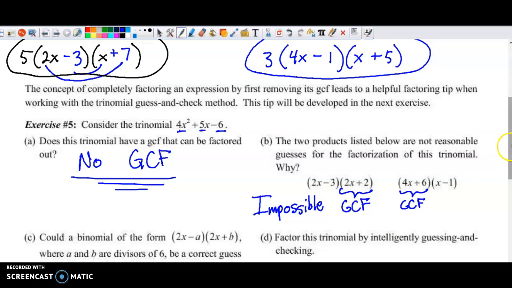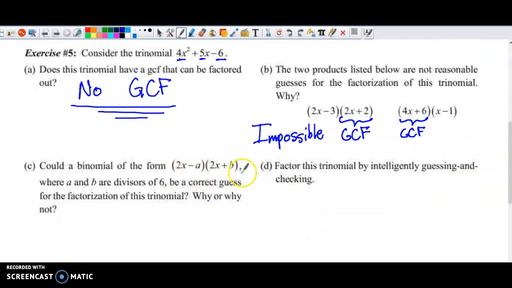And while we're at it, we could also say that these would be bad guesses because if you were to examine 6, as far as, are you going to have 1 and 6? Are you going to have 2 and 3? Or flip-flop them? It doesn't really matter. No matter what, one of them is going to have a greatest common factor. So is it possible? No. Because no matter what, you would have another greatest common factor.